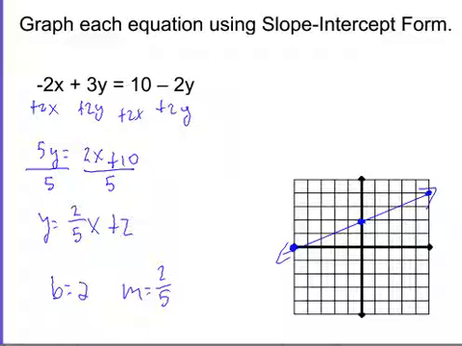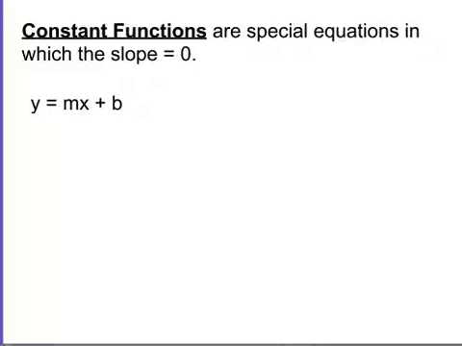All right. Next, we have a new vocabulary term for you to learn. It's called constant functions. Constant functions are special equations in which the slope is 0. So what happens to this equation if I put 0 in for the slope? It's y equals 0 times x plus b, right? So what's 0 times x? 0. And what's 0 plus b? B. So y equals b.